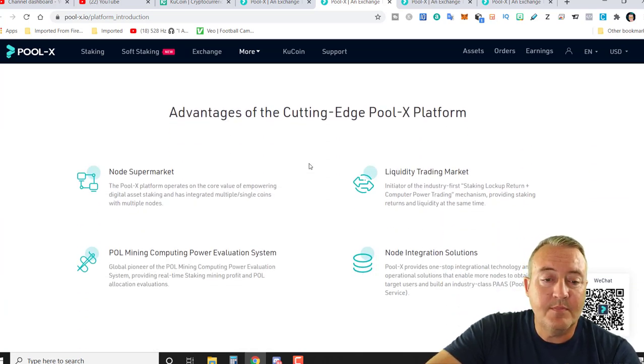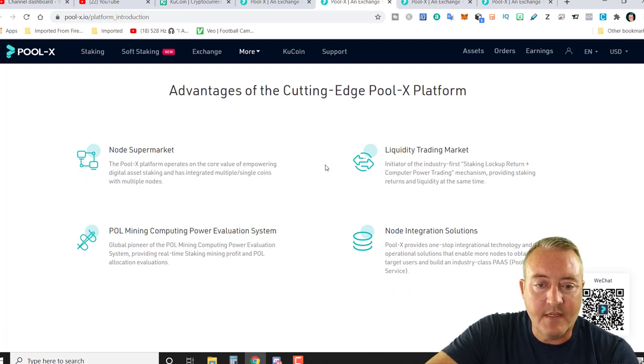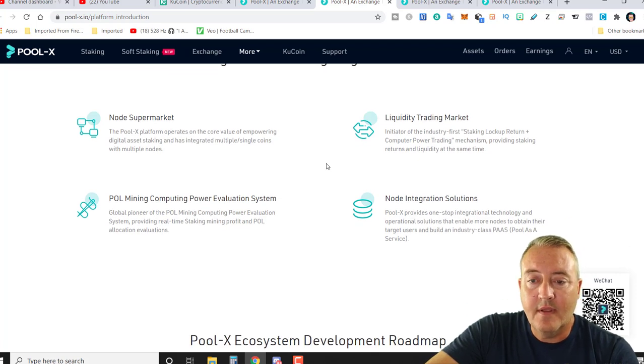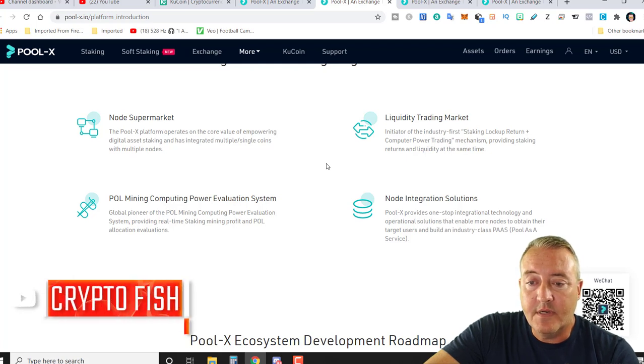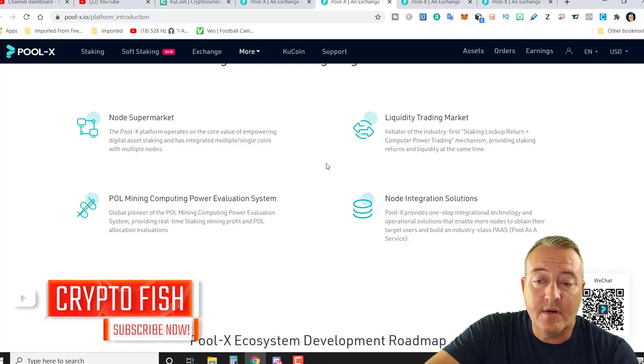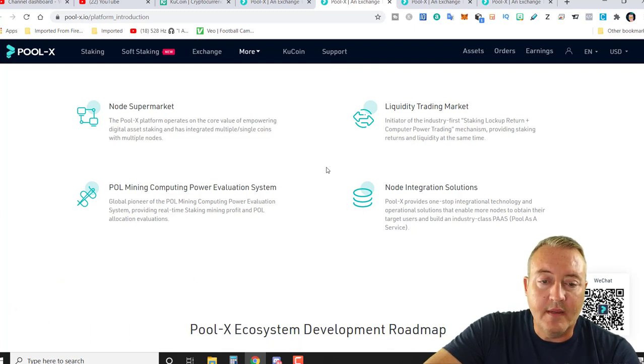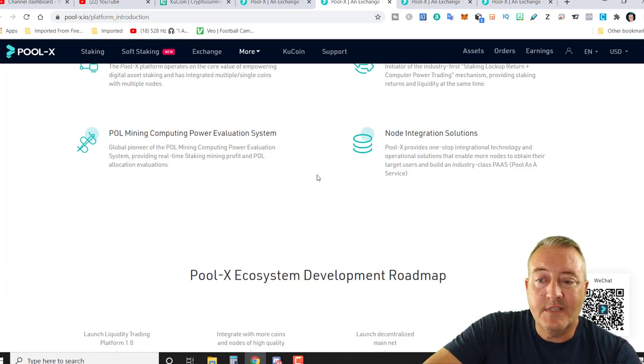Advantages of the cutting edge Pool X platform. Node supermarket: the Pool X platform operates on the core value of empowering digital asset staking and has integrated multiple single coins with multiple nodes. Liquidity trading market: initiator of the industry-first staking lockup return and computer power trading mechanism, providing staking returns and liquidity at the same time. Pool mining computing power evaluation system: global pioneer of the pool mining computing power evaluation system, providing real-time staking, mining profit, and pool allocation evaluations. Node integration solutions: Pool X provides one-stop integrational technology and operational solutions that enable more nodes to obtain their target users and build industry class PaaS, pool as a service.